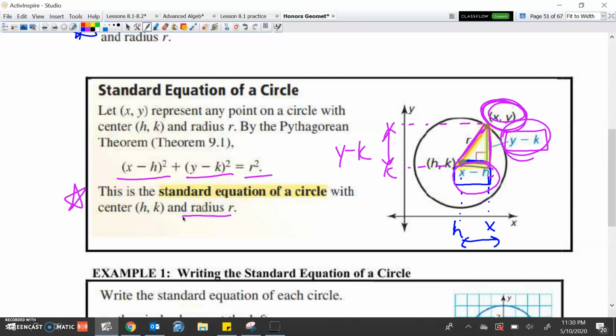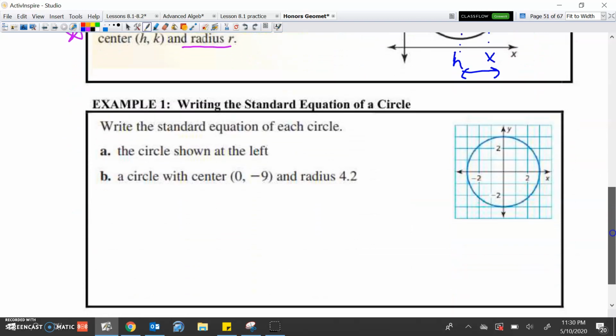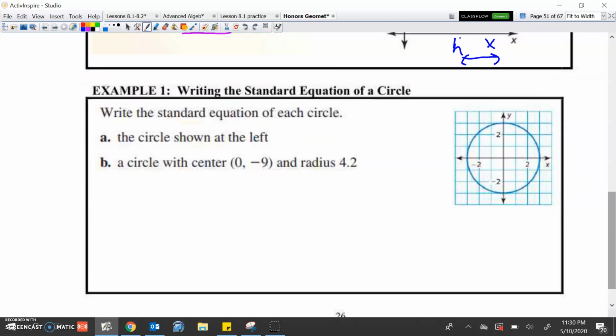Okay, so our goal in this lesson is to practice writing some equations and working through what we're given. Write the standard equation of each circle. Part A is a circle at the left and part B is a circle with those characteristics. So for part A, let's first identify what our center is. My center in part A is actually the origin. That's going to be pretty nice. 0, 0. And my radius, I already know, is 1, 2, 3. And I can see that's the same all the way around. So I was accurate with my center.